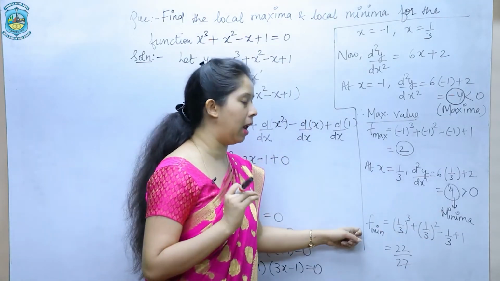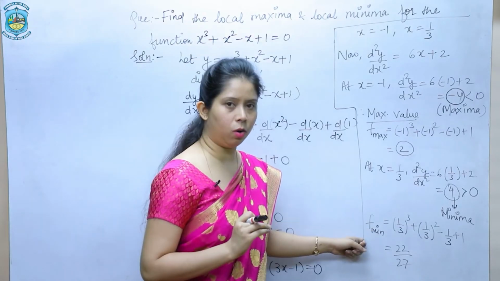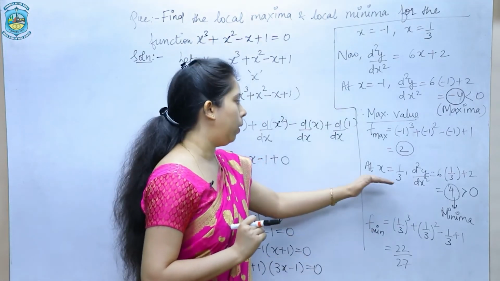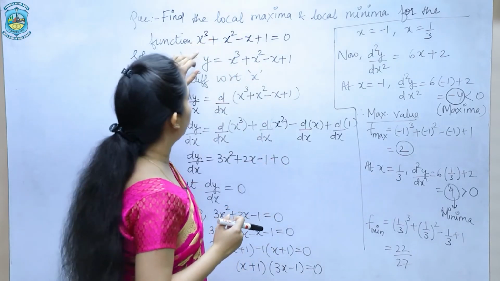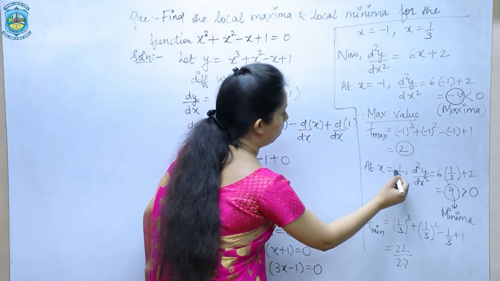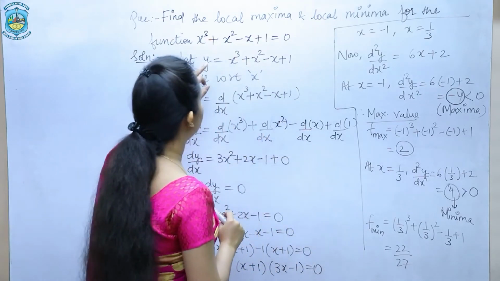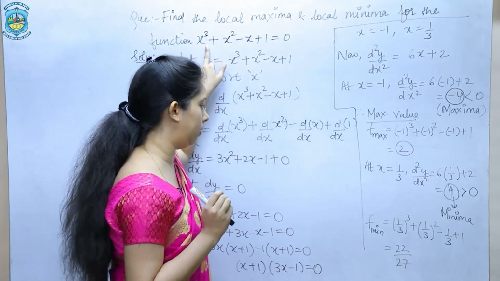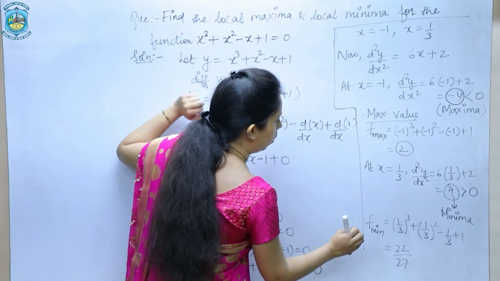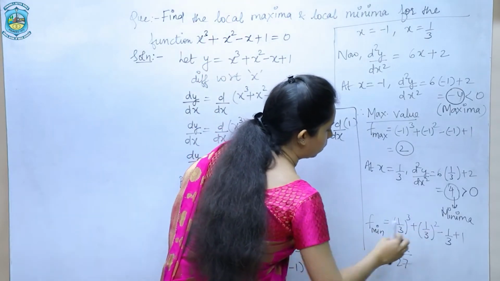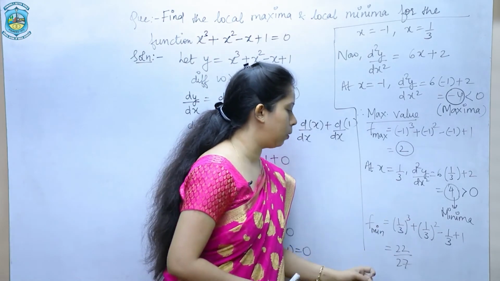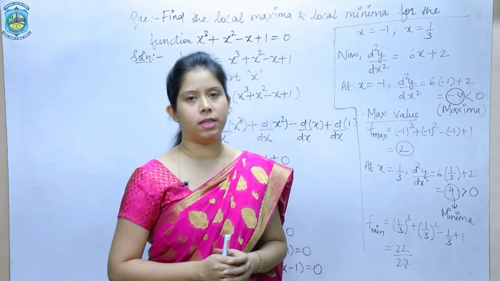Now the next step, last step, is to calculate the minimum value of the function. So for that we will put the value of x in the equation. So here at x equal to 1 by 3, f minimum will be, you just have to replace x by 1 by 3. So that would become 1 by 3 whole cube plus 1 by 3 whole square minus 1 by 3 plus 1. So on simplifying this, we will get the value as 22 by 7.